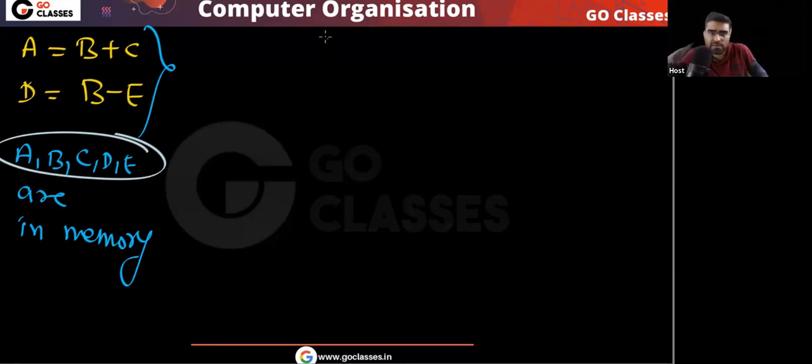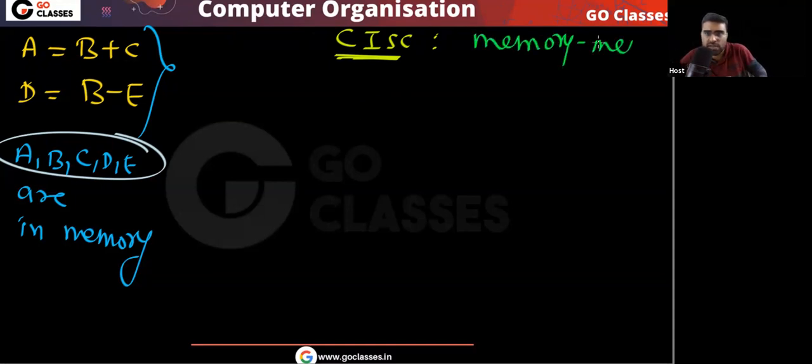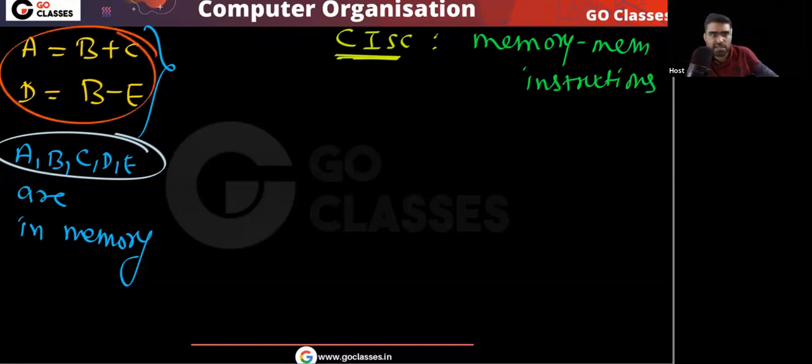Now you tell me one thing. What will the CISC architecture do? This will use memory instructions, yes or no? Now, why is it using memory instructions? I will tell you the reason. Because you can see these are already in the main memory.